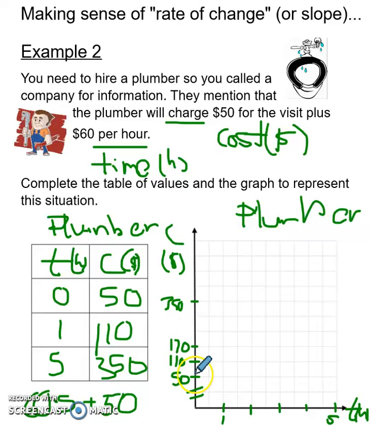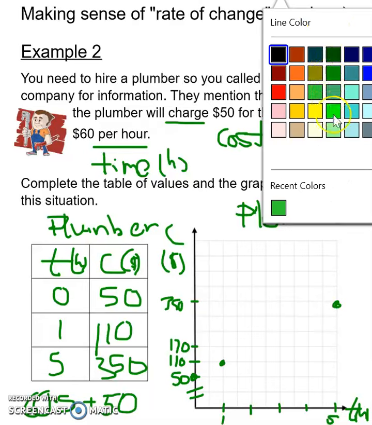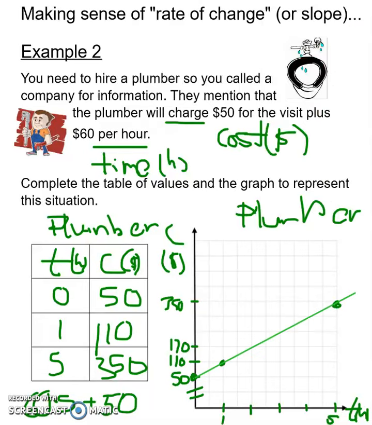Then you can place your dots. At 0, we start at 50. For 1 hour, it's 110. For 5 hours, it's 350. Remember, we said we need to do 3 points to make sure they are in line. And then you can take your line and graph.